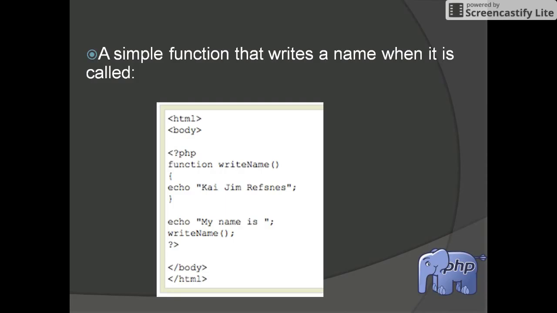This is a simple example of a PHP user-defined function, which is called writeName. When we type writeName outside that function, the function is triggered. We have to define a function, then call the function from outside that function. This is the way to write and use a function.